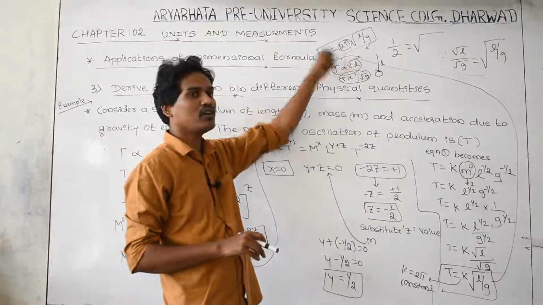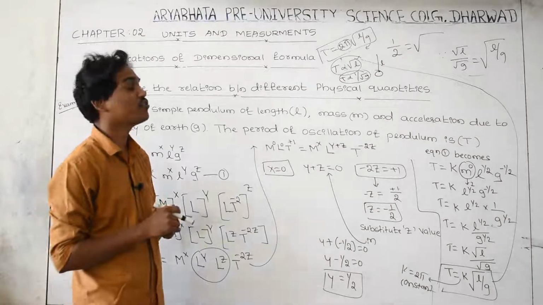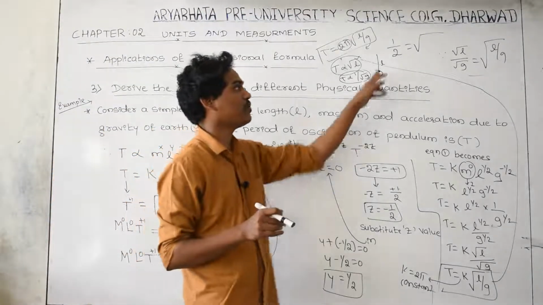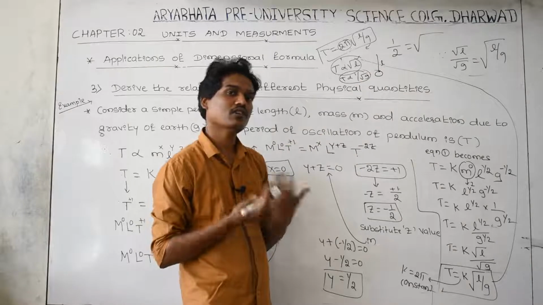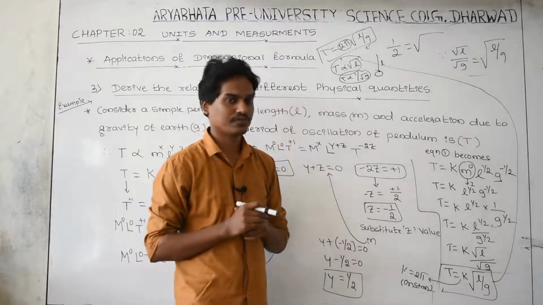What is this? This is the formula. By using this formula, we are going to find out the time taken by the pendulum to complete one oscillation. We are going to find it out by using this theoretical formula.